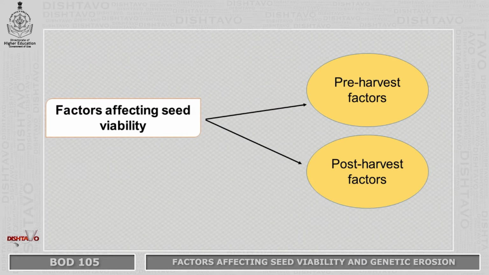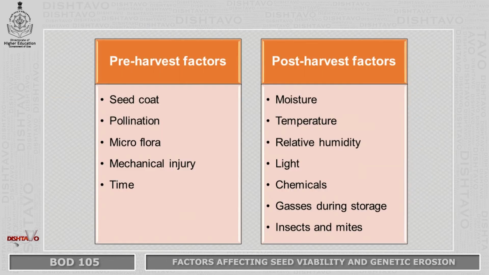Now, seed viability is affected by a number of factors. These factors can be broadly divided into two categories, that is pre-harvest factors and post-harvest factors. Pre-harvest factors include seed coat, pollination, microflora, mechanical injury, time, while post-harvest factors include moisture, temperature, relative humidity, light, chemicals, gases during storage, insects and mites.